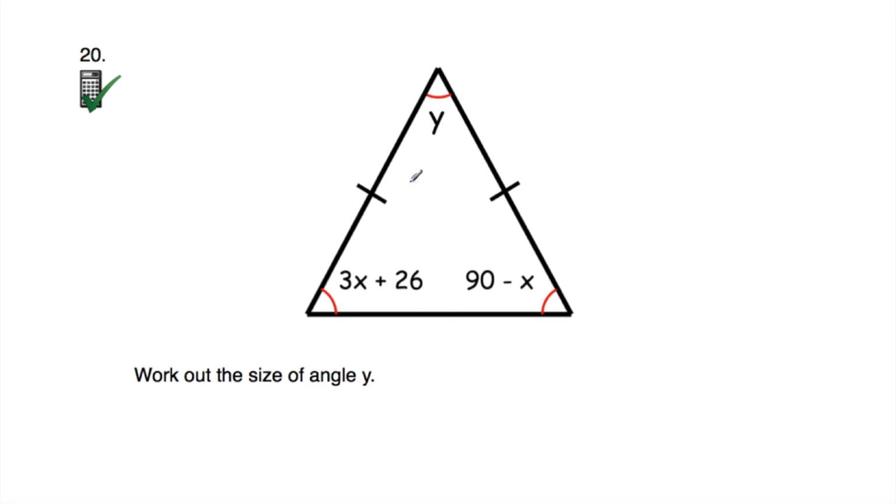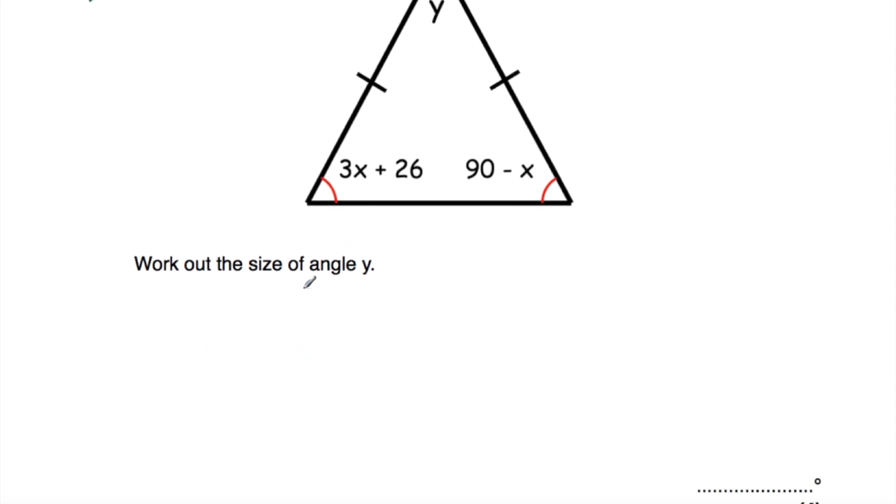So here we've got an isosceles triangle. It's isosceles because you can see it's marked here. This length is the same as this length. So if this side is the same length as that side, these two angles are the same because an isosceles triangle's got one line of symmetry. So these two angles will be the same as each other. So that means we can actually write an equation here. We can write down that 3x plus 26 is equal to 90 minus x because they're equal to each other.